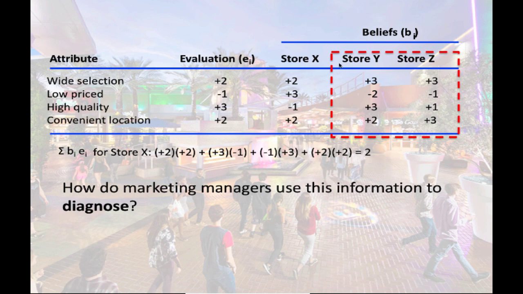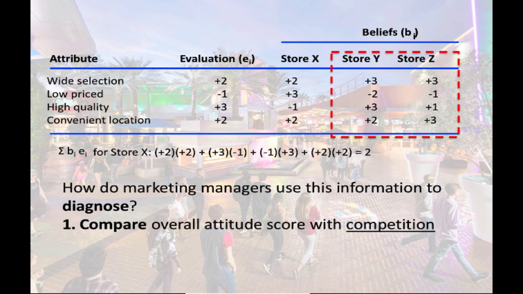Well, this is where we now bring in data regarding consumers' attitudes towards store Y and store Z. And again, using the multi-attribute model, we're going to be going attribute by attribute, not just using a general attitude of the stores. So the first step is compare our overall attitude score with the scores of the competition.